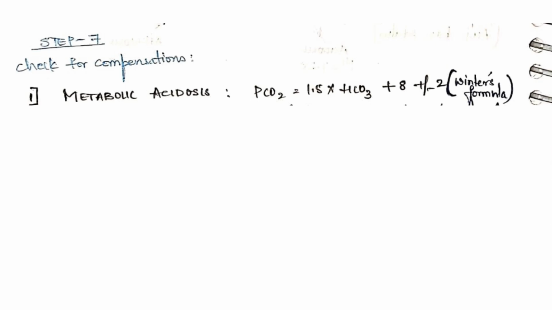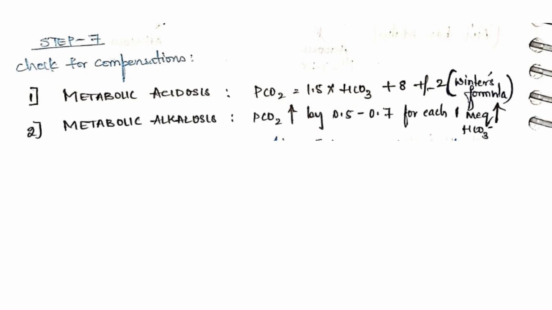Step 7. Check for compensatory mechanisms. 1. Metabolic acidosis. Winter's formula, which is 1.5 multiplied by bicarbonate plus 8, plus or minus 2. This formula is used to calculate the expected PaCO2 compensation. If measured PaCO2 is lower than the expected, then respiratory alkalosis is also present. 2. Metabolic alkalosis. Rise in PaCO2 by 0.5 to 0.7 for each 1 milliequivalent of bicarbonate rise is seen.